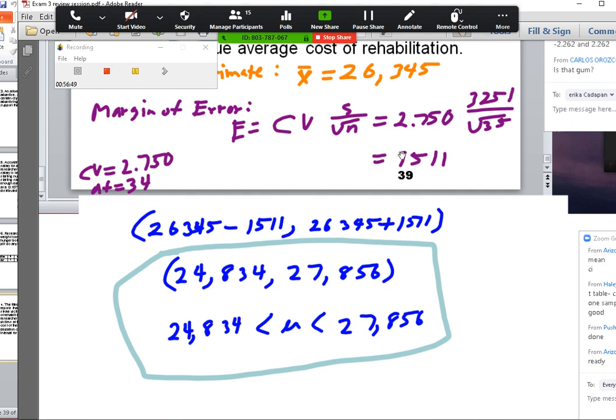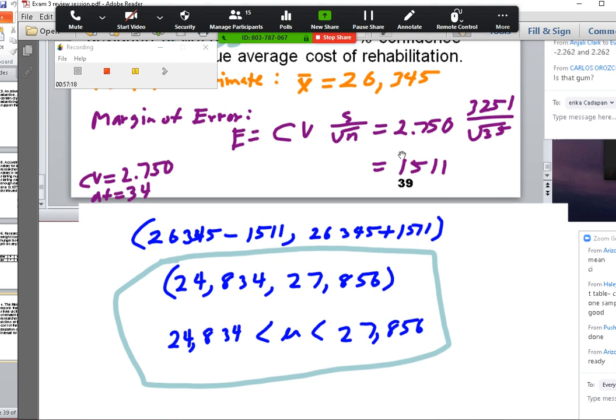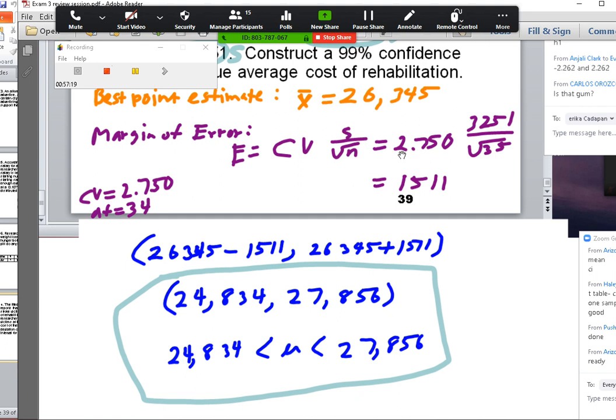Questions on this one? Questions, anybody?